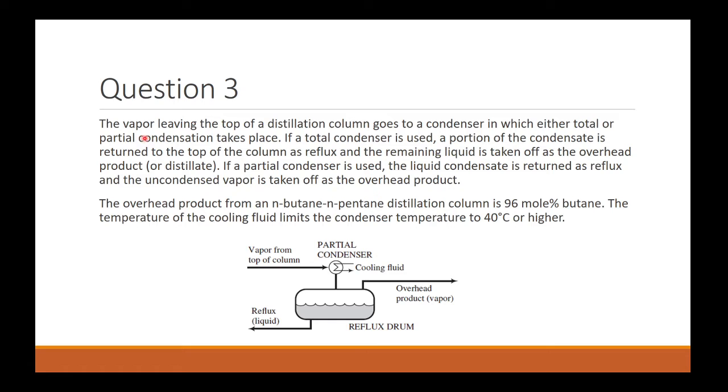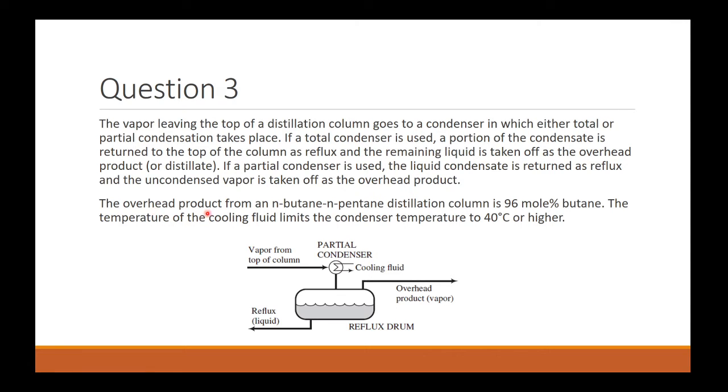Question 3. The vapor leaving the top of a distillation column goes to a condenser in which either total or partial condensation takes place. If a total condenser is used, a portion of the condensate is returned to the top of the column as reflux and the remaining liquid is taken off as the overhead product. Now, if a partial condenser is used instead, the liquid condensate is returned as reflux and the uncondensed vapor is taken off as the overhead product.